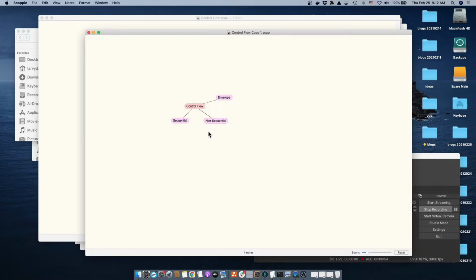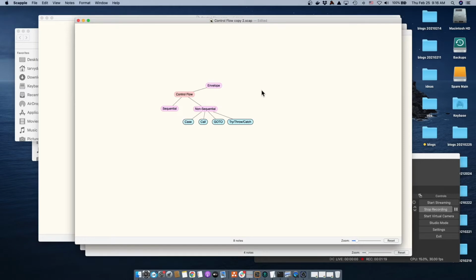Non-sequential control flow is where actions happen in an order that is different from one after another. Envelope is kind of a non-sequential programming, but I think of it as being higher level than non-sequential. Non-sequential breaks down into four main cases: case, call, go to, try, throw, and catch.